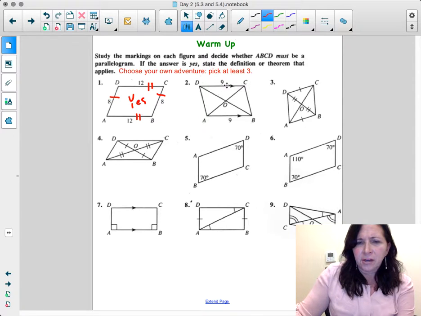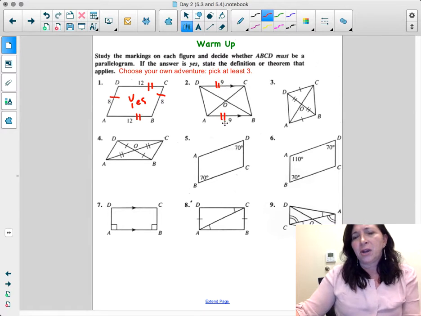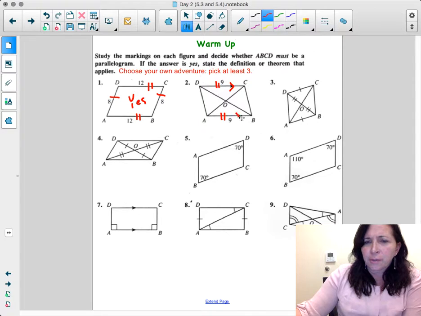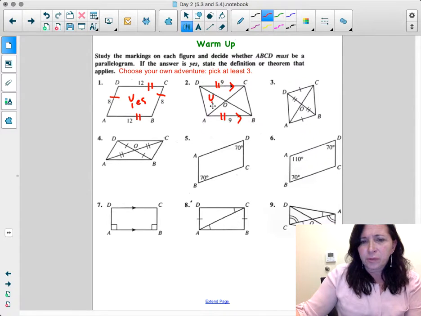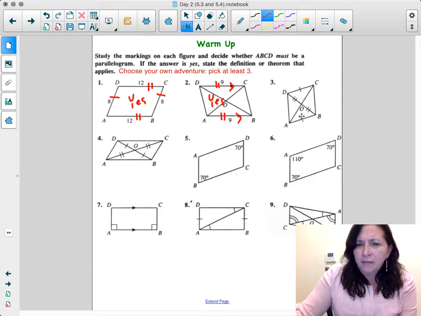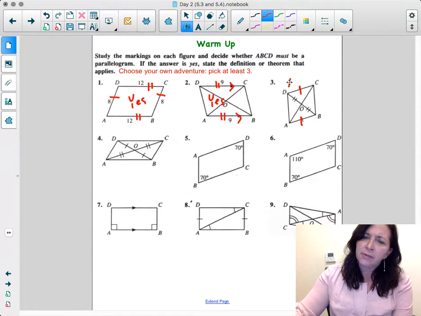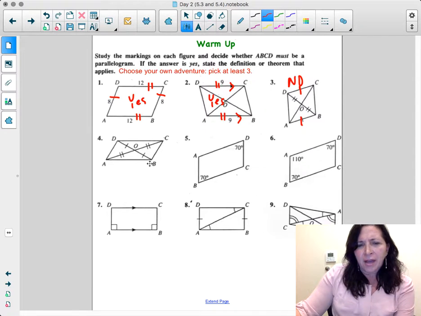For this problem here, we have 9 congruent to 9. So I have a pair of sides congruent, and I also have a pair of opposite sides parallel, which are the same. So this one would also be a yes. For this problem here, we have an opposite side congruent to an opposite side, but my diagonals are bisected on one side only. This would be a definite no. For this one, both diagonals are bisected. That would be a yes.